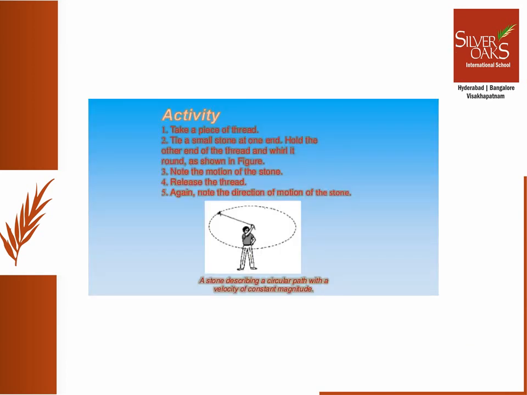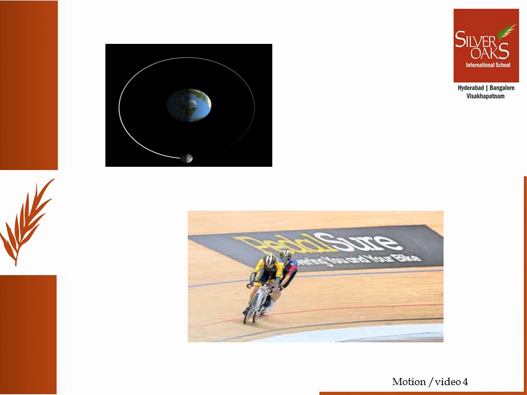Read the activity and answer the question in your journal. Let's look at two more examples of uniform circular motion. The first one represents motion of the earth and the moon. The second one represents cyclist on a circular track moving at constant speed.